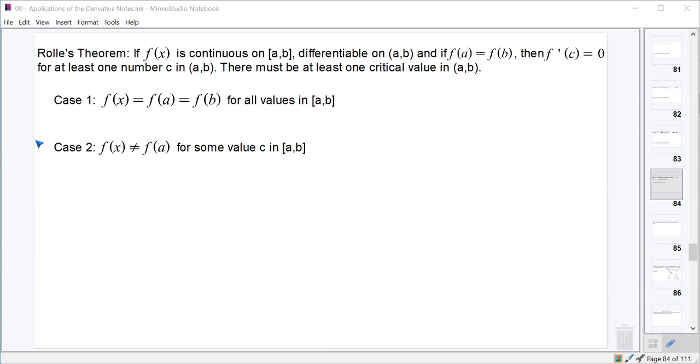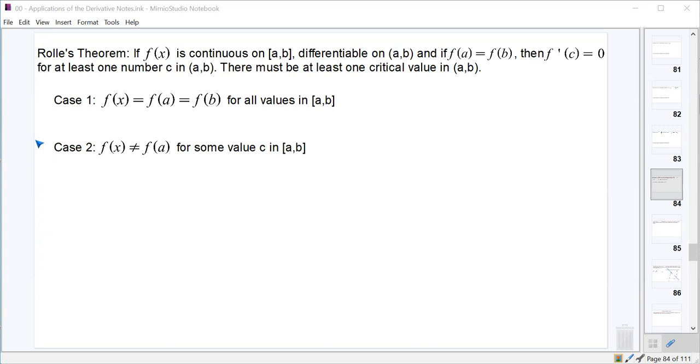In other words, what this is saying is if you have a continuous differentiable function and the height of the starting and ending values of the interval are the same, there has to be at least one critical value on that interval. So there's a couple different cases we could look at.